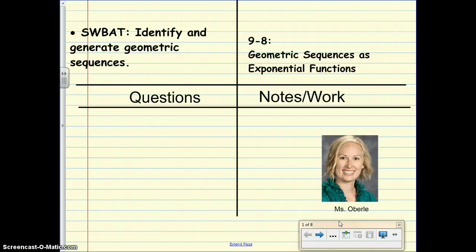Hi, ladies and gentlemen. This is lesson 9.8, Geometric Sequences as Exponential Functions. And our SWABAT for today is to identify and generate geometric sequences.